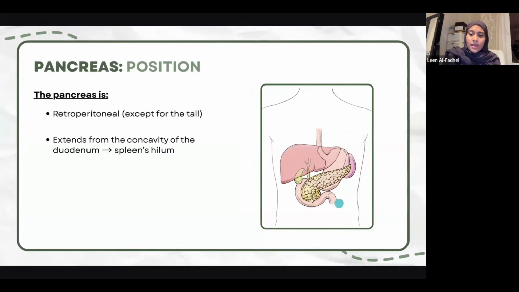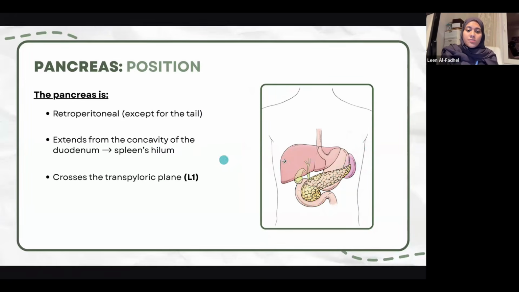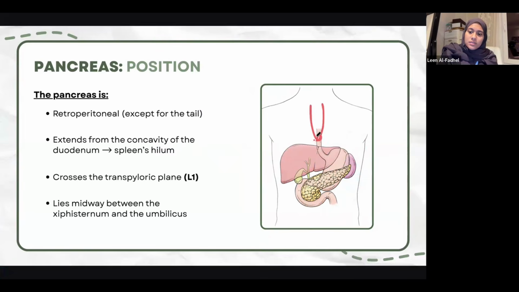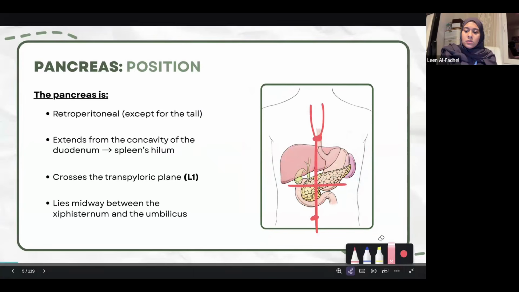It extends from the concavity of the duodenum, so from here, all the way up to the spleen's hilum, and it crosses the transpyloric plane, which is at the L1 vertebral level, and it lies midway between the xiphisternum and the umbilicus. So if you still remember your CVP, here's your sternum somewhere over here, your xiphoid process, and here's the umbilicus. So right midway between the xiphisternum and the umbilicus, you'll find the pancreas.